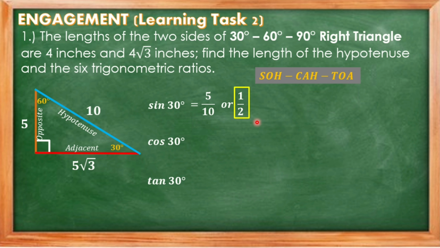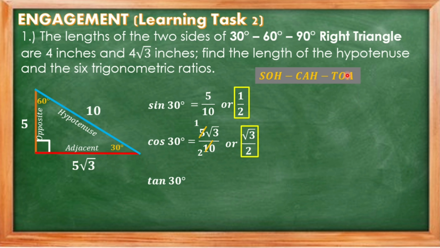For cosine 30 degrees naman, CAH naman yung gagamitin natin. So cosine is equals to adjacent over hypotenuse. So ang adjacent natin is 5 the square root of 3 over hypotenuse natin na 10. Dito pa lang makikita nyo na, pwede na natin ma-simplify si 5 at saka si 10. GCF nilang dalawa ay 5, so pwede natin silang i-divide sa 5, pareho. So 5 divided by 5 is 1, 10 divided by 5 is 2. So, ang mga natira na lang, so we have 1 times the square root of 3 is the square root of 3 dito sa numerator, ang natira na lang ay 2 sa denominator. So, yan na yung answer natin for cosine 30 degrees.